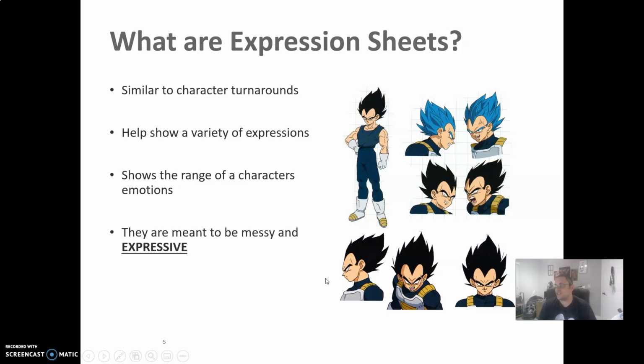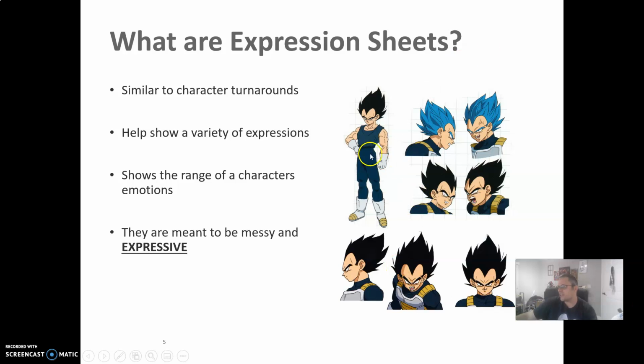So when you're building expressions, you create expression sheets. They're similar to character turnarounds, but a little bit more messy. They're meant to be expressive. You just build your character in 8 or 9 different character busts or full character bodies in different expressions, and you just show the range of the character's emotions. That's all you're doing. It helps show a variety of expressions and showcases their personality a lot of times. That's really crucial.